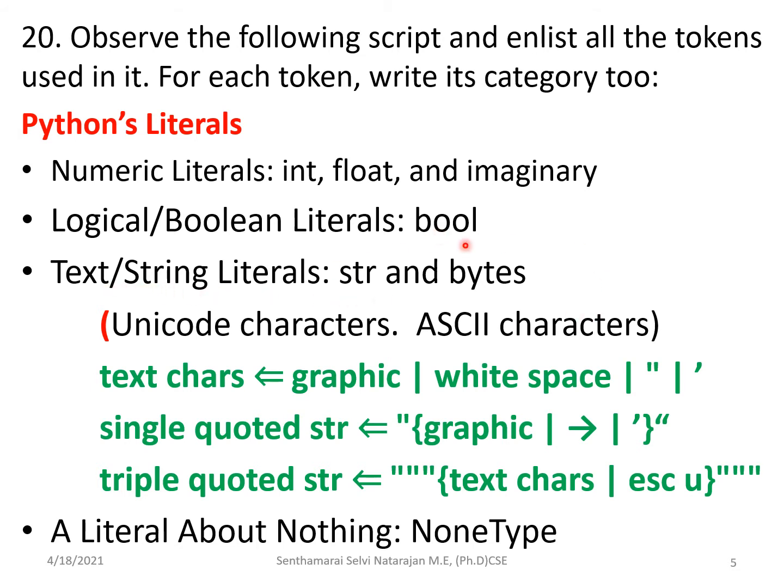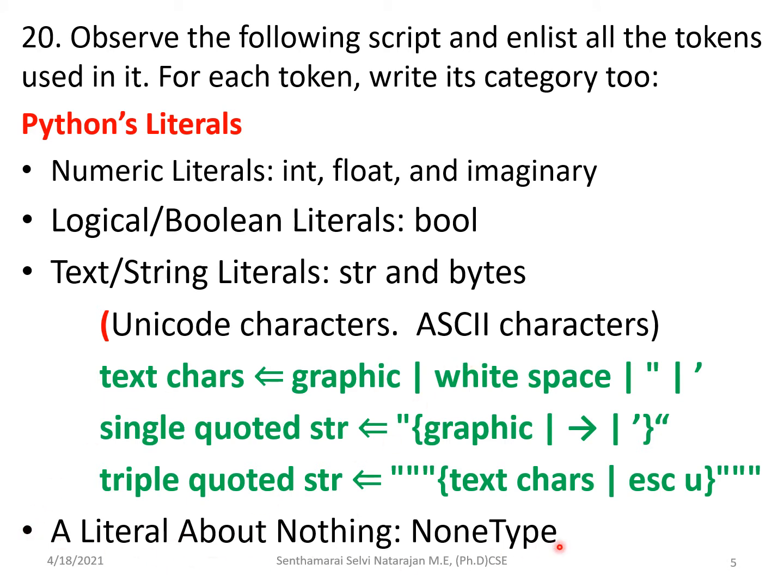Then the text or string literals contain string and byte, where the string is encoded as Unicode characters and byte is the representation by the Python interpreter as ASCII characters. Here it includes a single quoted string, triple quoted string, all. In text characters you see the graphic, white space, double quote or single quote, all these come under string literals. So when the text is within single quotes or double quotes, we can say it is a string literal. Between these double quotes it may be symbols or white space, anything else, and it is considered a string. Likewise the triple quoted is considered a string.